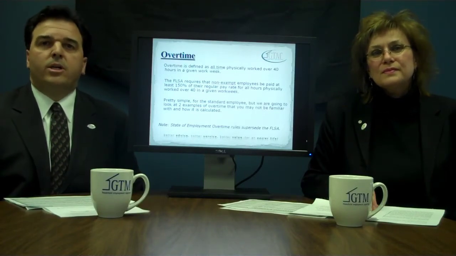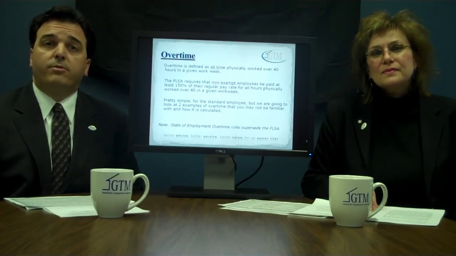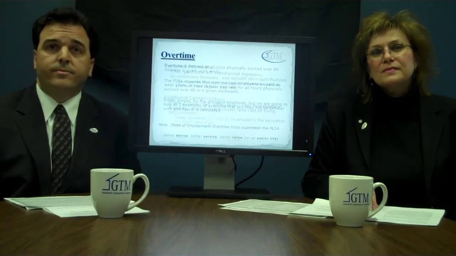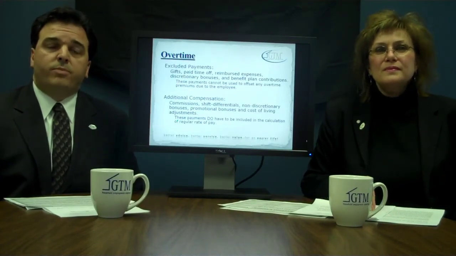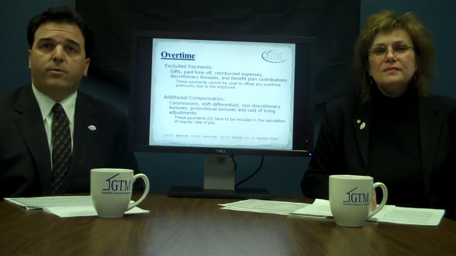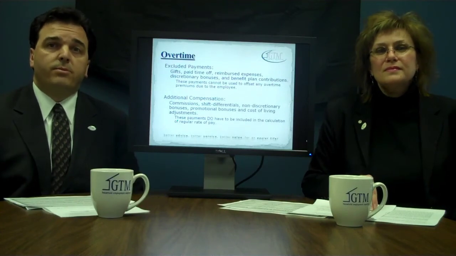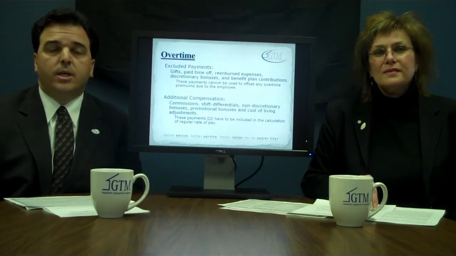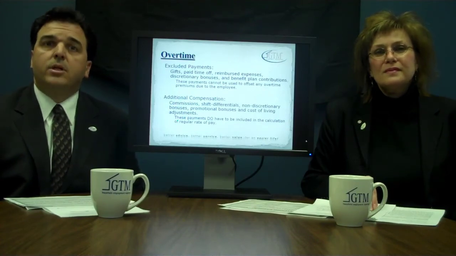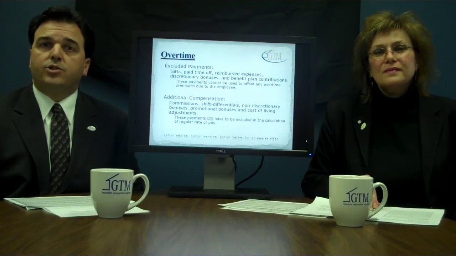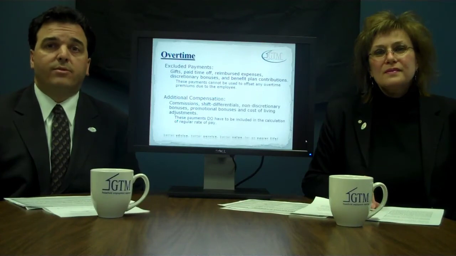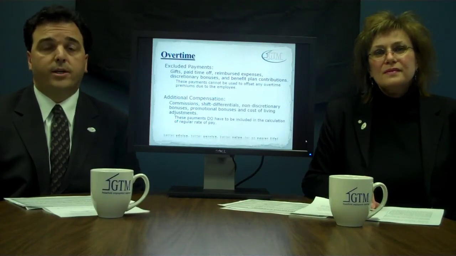So, sounds pretty simple for the standard employee, but we're going to look at two examples of overtime that you may not be familiar with and how it's calculated. First, the excluded payments: gifts, paid time off, reimbursed expenses, discretionary bonuses, and benefit plan contributions. These payments cannot be used to offset any overtime premiums due to the employee. Additional compensation, however: commissions, shift differentials, non-discretionary bonuses, promotional bonuses, and cost of living adjustments. These payments do have to be included in the calculation of regular rate of pay.